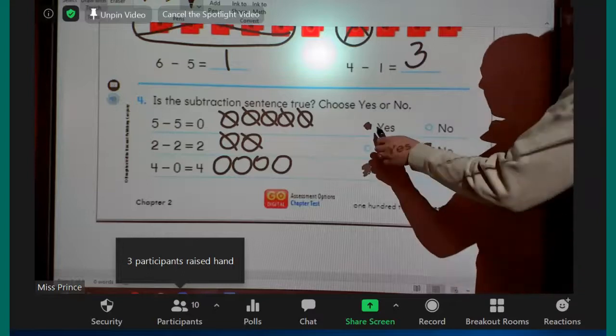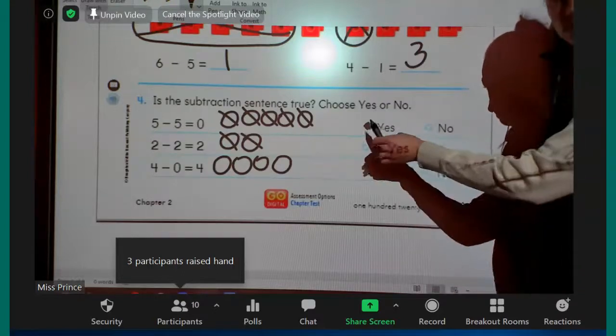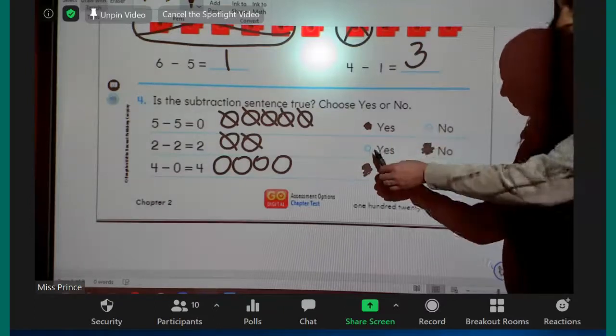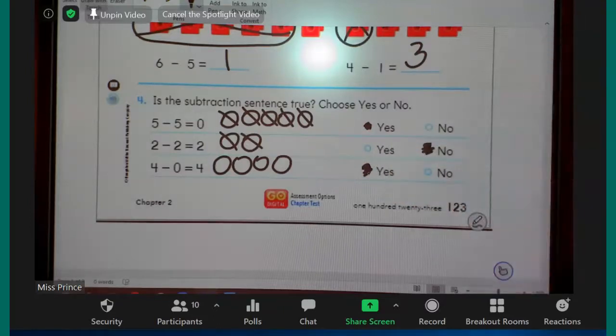So remember, you can't choose both of these. You have to choose yes or no, and then you go to the next one. Okay, you guys did awesome with that.